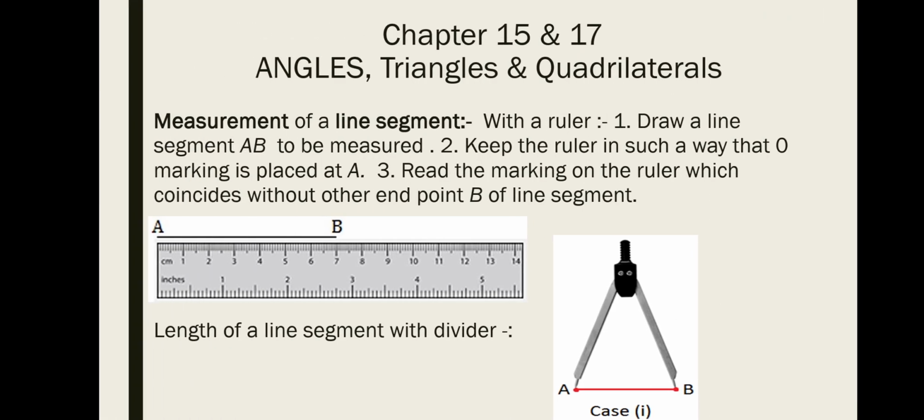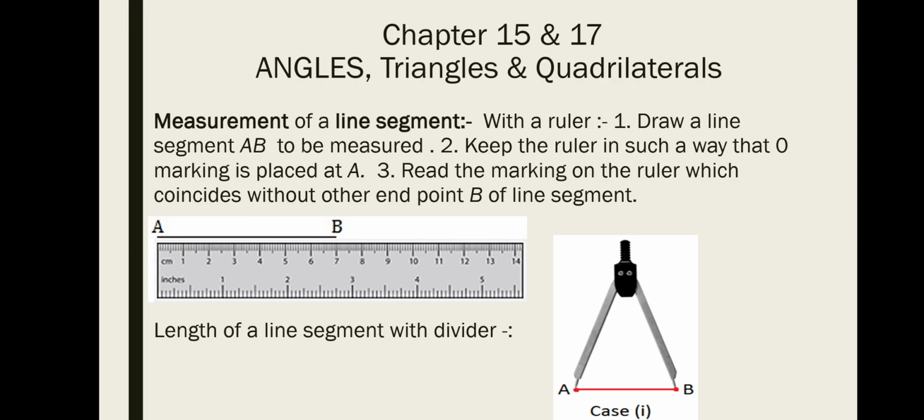Measurement of a line segment with a ruler. Draw a line segment AB to be measured. Keep the ruler in such a way that the 0 marking of the ruler is placed at A. Read the marking on the ruler which coincides with the other end, point B of the line segment. So here you can see that the line segment AB is 7 centimeters.